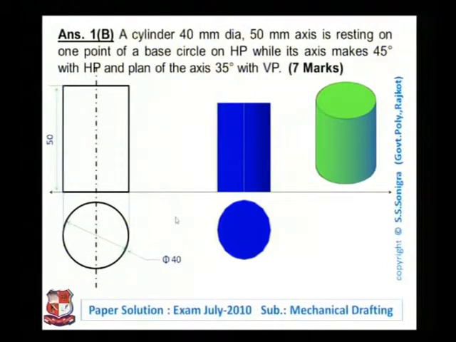Now it is given that this solid is resting on a point, and the axis makes an angle of 45 degrees with HP. So we have to tilt this front view such that its axis makes an angle of 45 degrees with the horizontal plane. For that, first we draw the generators over the outside surface of this cylinder.